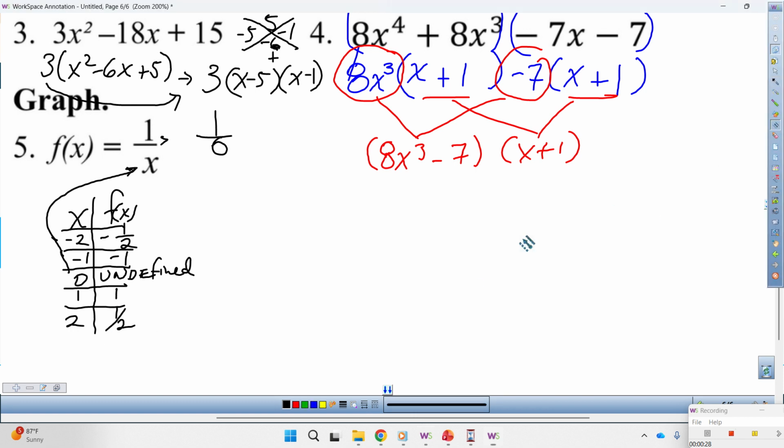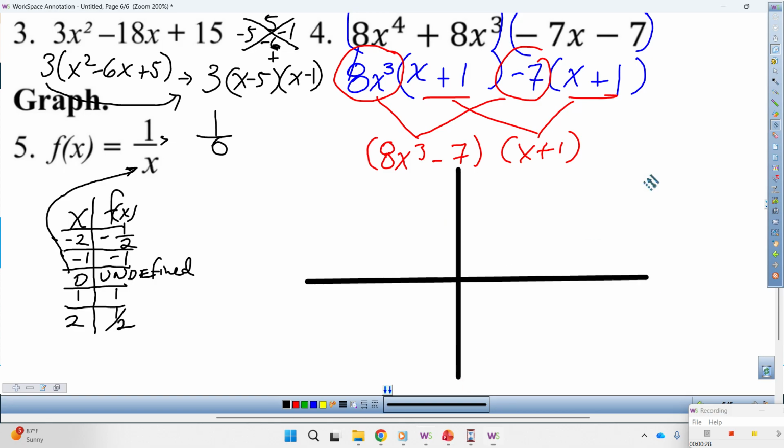Let's graph that. 1, 2, -1, -2. All right, here we go. At -2, -1/2 is about right there. At -1, -1 is about right there. And then you graph your left side. Leave it as a little curve like that.